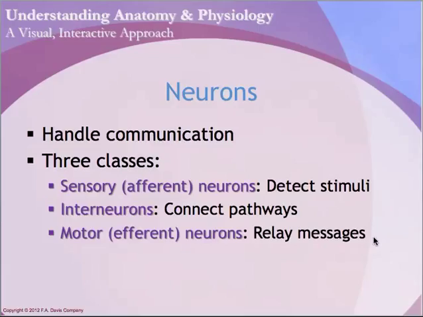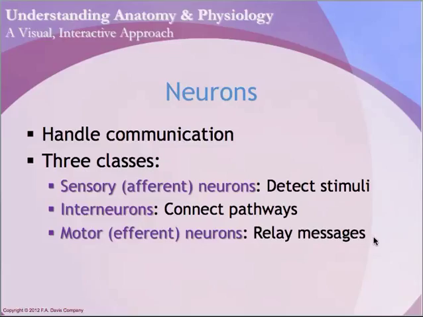Neurons are the other part of the nervous system, and they really handle communication. They are the ones that send those signals back and forth between the central nervous system and the peripheral nervous system. So the sensory neurons, like I said before, detect stimuli, things like touch, pressure, heat, cold, or chemicals, and they transmit information about the stimuli to the central nervous system.